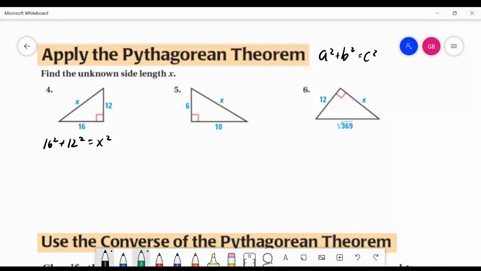16 squared is 256. So 144 is x squared. So 400 is equal to x squared. Square root on both sides. So x is equal to 20. 20 times 20 is 400. Okay.